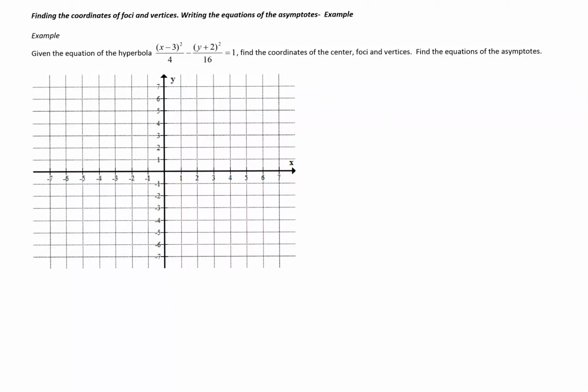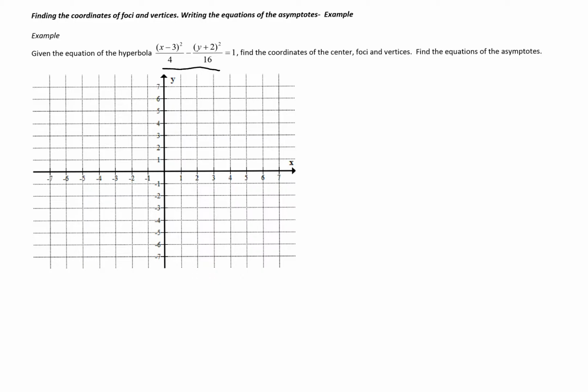We'll show you how to find the coordinates of the center, foci, and vertices, as well as the equations of the asymptotes for a hyperbola given in a standard form. Let's consider the equation (x minus 3) squared over 4 minus (y plus 2) squared over 16 is equal to 1. We'll start with looking for the center.